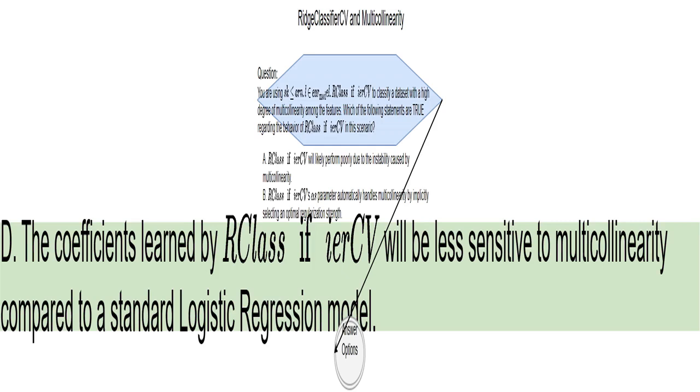This statement directly addresses the impact of multicollinearity on model coefficients, the numbers that determine the influence of each predictor variable. It claims that RidgeClassifierCV coefficients are less affected by multicollinearity than those from a standard logistic regression model, which doesn't use regularization. This is true because regularization in RidgeClassifierCV shrinks the coefficient values, reducing their sensitivity to the instability introduced by multicollinearity.